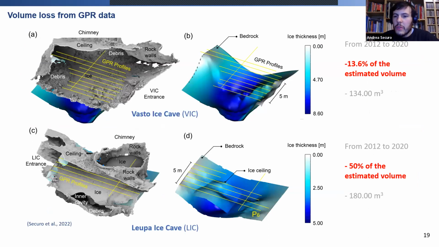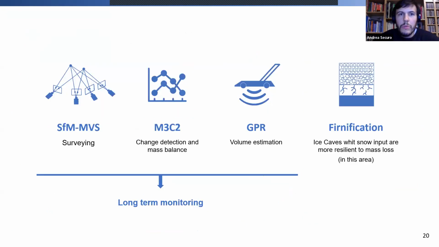And we can also calculate the volume loss from the ground penetrating radar to the structure from motion data, so using the structure from motion as a ceiling. And we found out that 13.6% of the estimated total volume of the Vasto was lost from 2012 to 2020, while in the Leupa ice cave, almost 50% of the estimated volume was lost from 2012 to 2020.